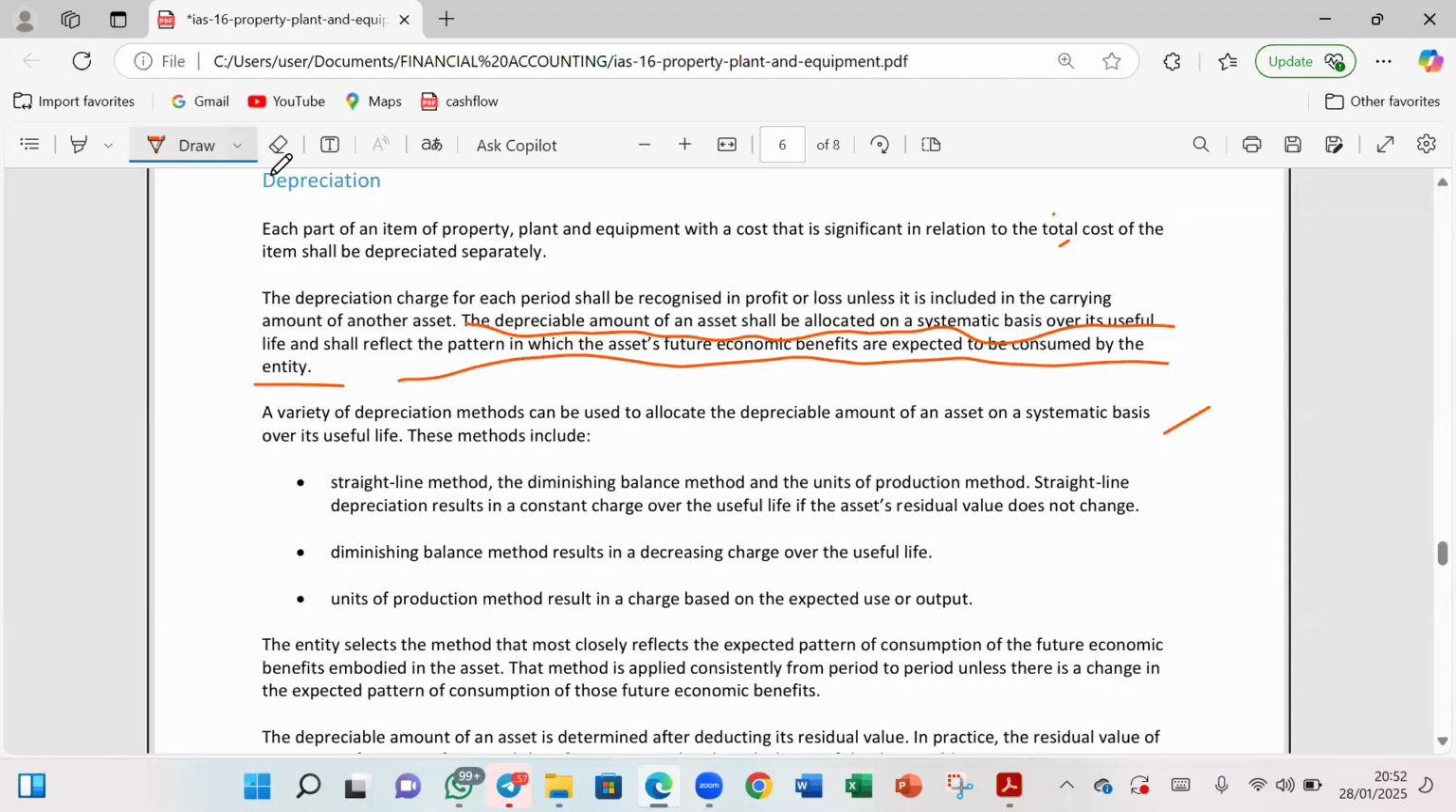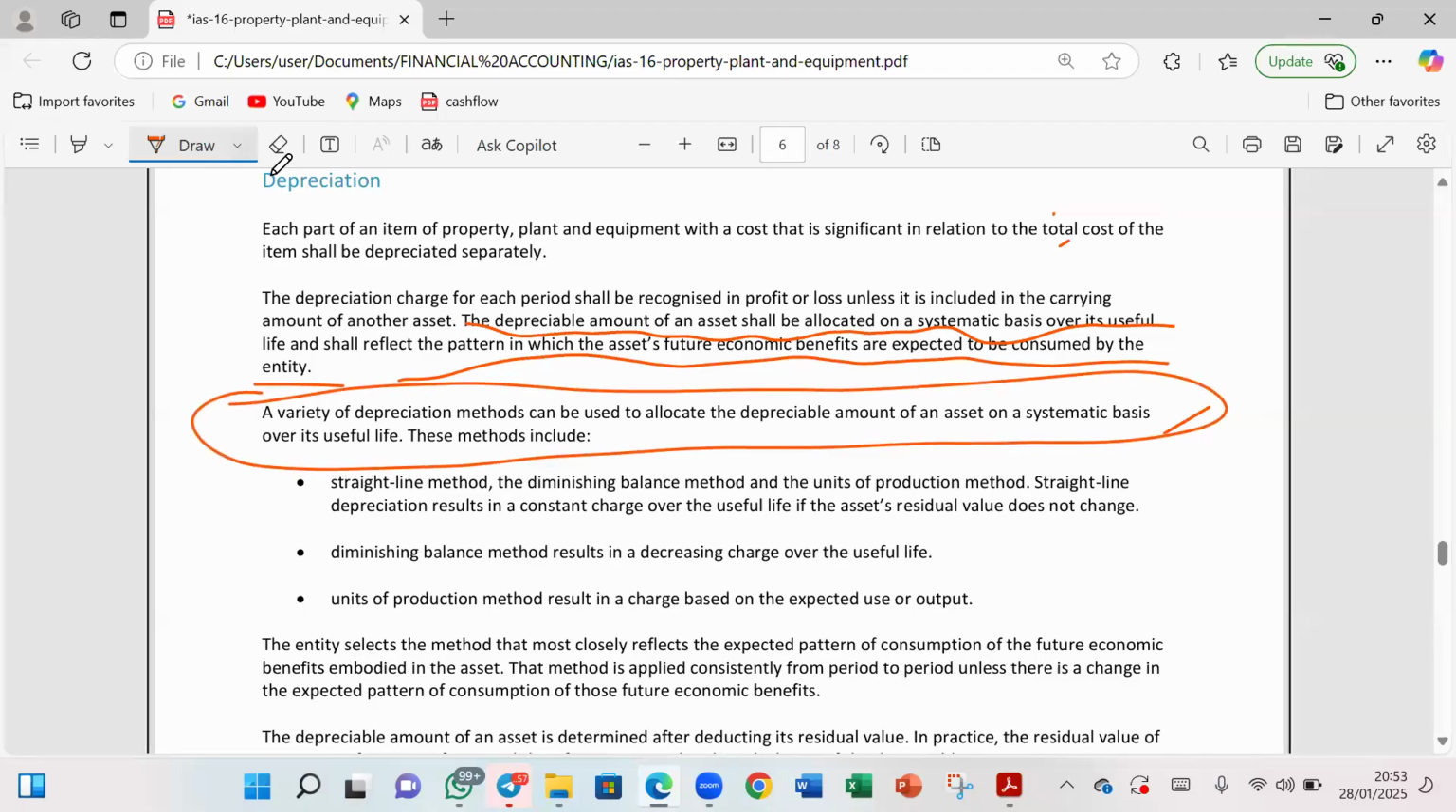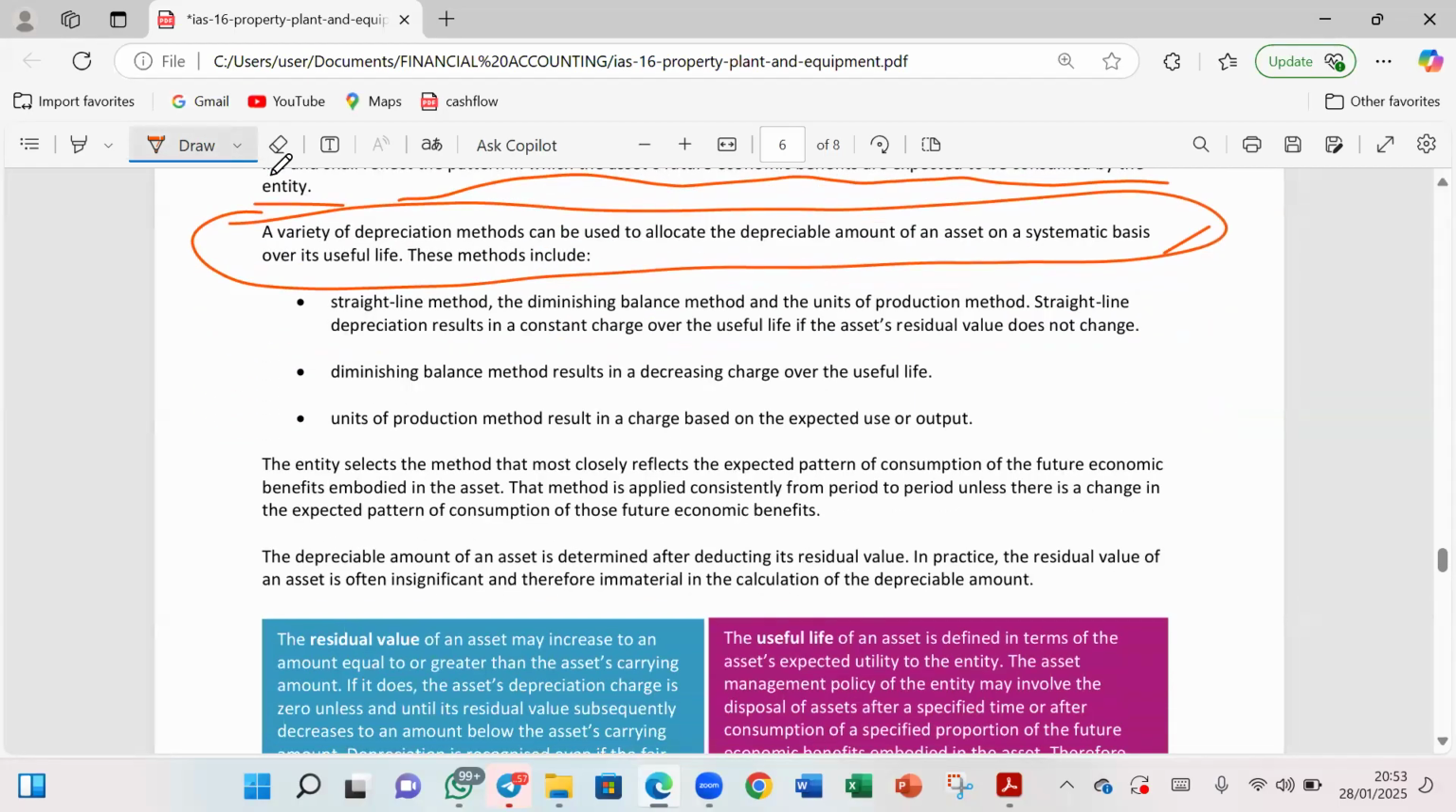And we shall use various methods. We have various methods that we shall use to systematically allocate the depreciable amount of that asset over its useful life. Which are those methods? Now let's read this statement. A variety of depreciation methods can be used to allocate the depreciable amount of that asset on a systematic basis. Number one, the straight-line method.